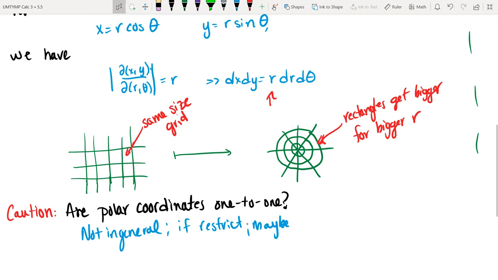So again, this video just went through an example where we converted to polar coordinates, and then we summarized those results here. One more example, and then we'll be done with change of variable videos.